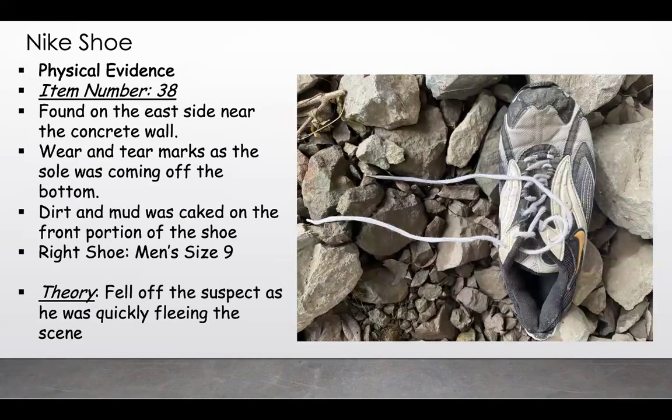Okay, so next we're going to move on to the Nike shoe. It was an example of physical evidence. It was found on the east side near the concrete wall. There were some wear and tear marks, and the sole was coming off the bottom. There are also some different patterns on the shoe, as well as the orange/yellow Nike sign on the right of the shoe. We concluded that it was a right shoe, men's size 9 after further investigation. Dirt and mud was caked on the front of the shoe. And then our theory overall with the shoe was that it fell off the suspect as he was quickly fleeing the scene.